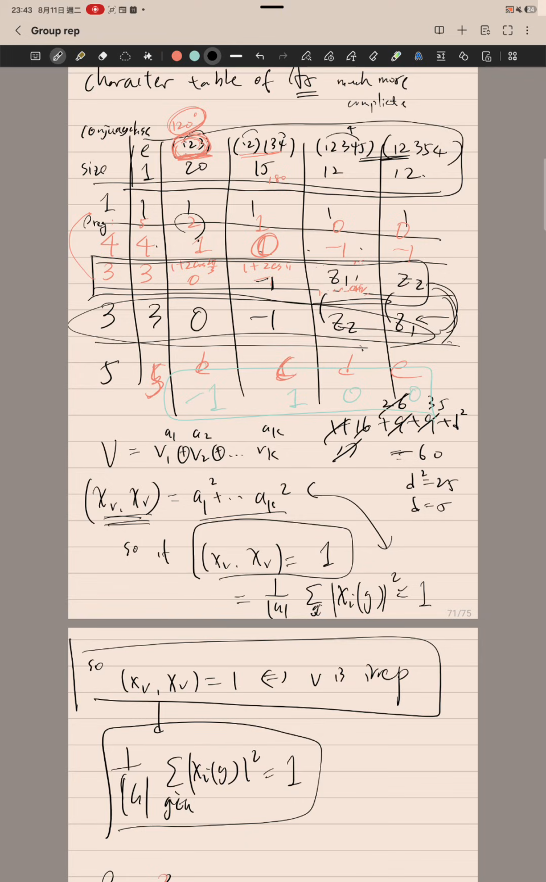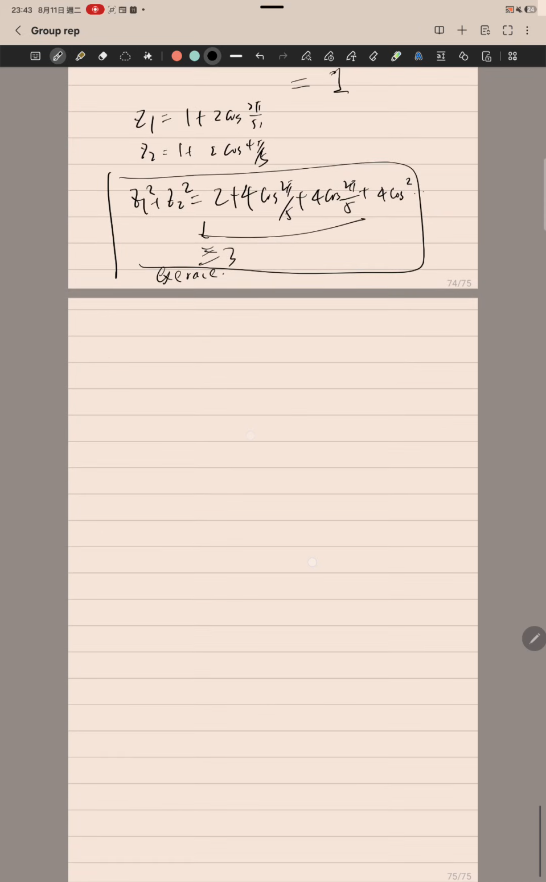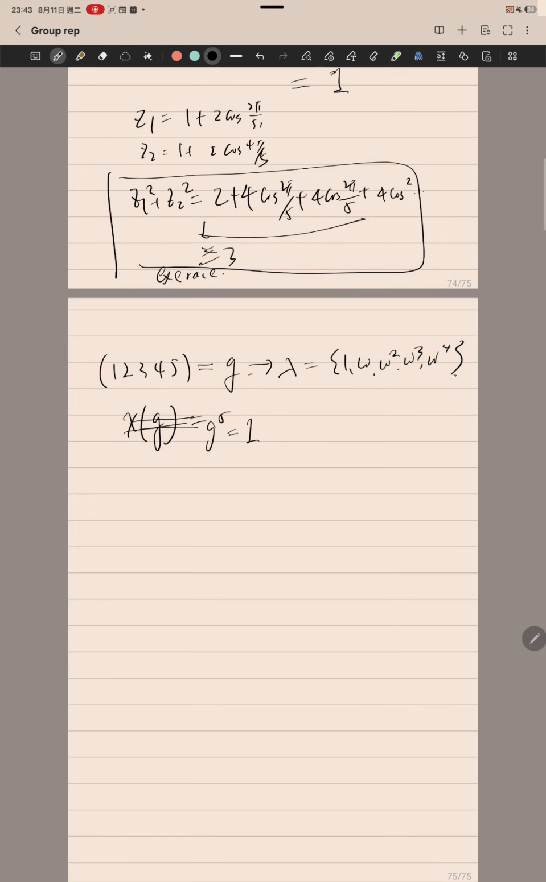But for example, if you take this 1, 2, 3, 4, 5. Okay, so let's say this element is G. So you know that chi of G will be just, okay. So if this is a matrix G, and you can say that because G to the 5th is 1, right? So the eigenvalue is either 1, omega, omega squared, omega cube, omega 4.